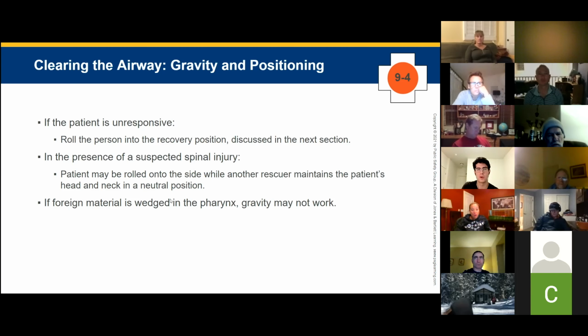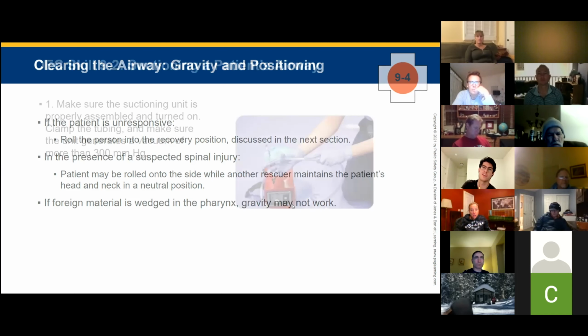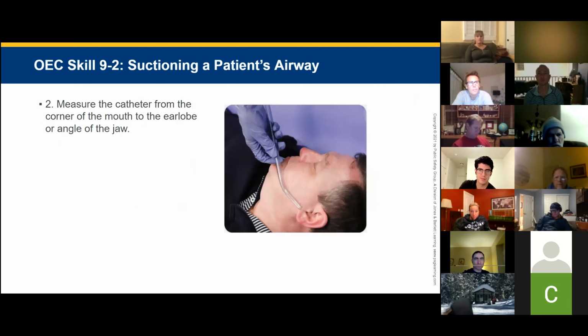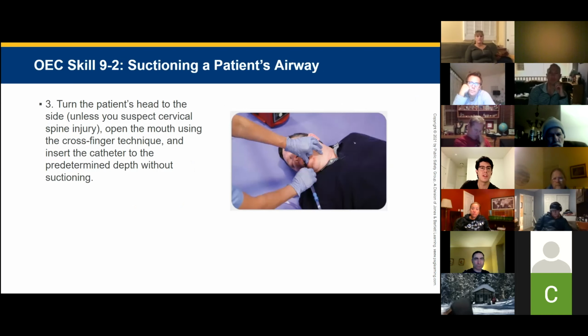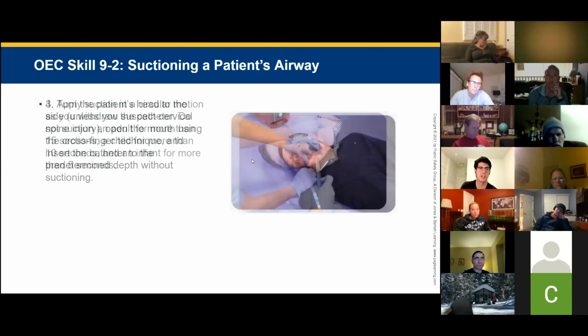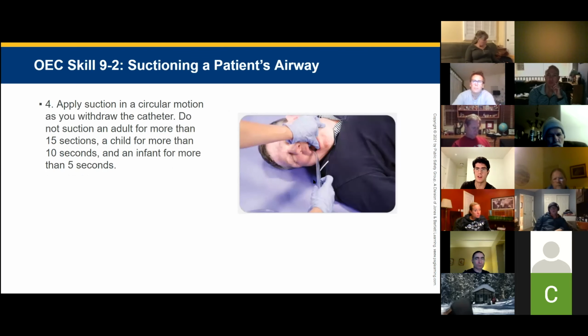And then we're gonna get into foreign materials wedged in the mouth. Gravity may not work there. Oh, and here's our little suctioning tutorial. So suction on, make sure that you're not gonna go too far back into the airway, know where you're going. Okay, open the mouth using the cross finger technique. They say insert the catheter to the predetermined depth. That just means know how deep you're going in. You can't just be going in blindly causing possible airway trauma. Applying a circular motion as you withdraw, covering that air hole as you withdraw.